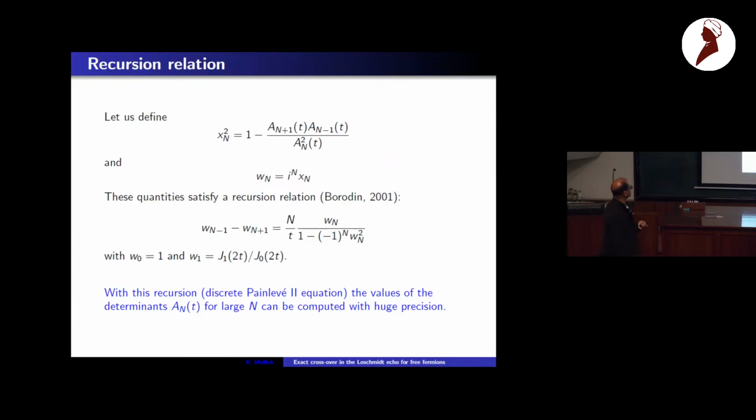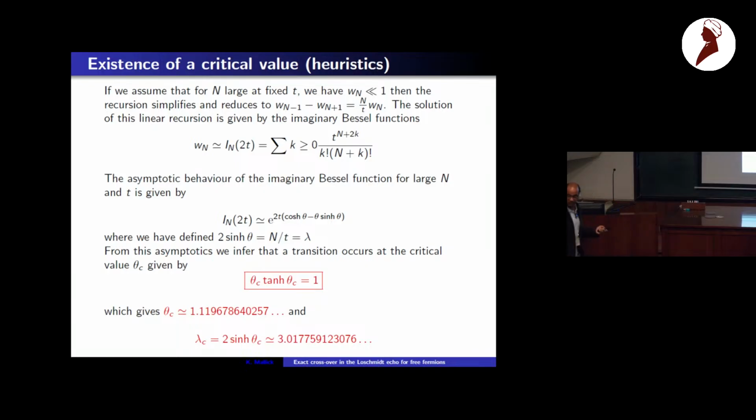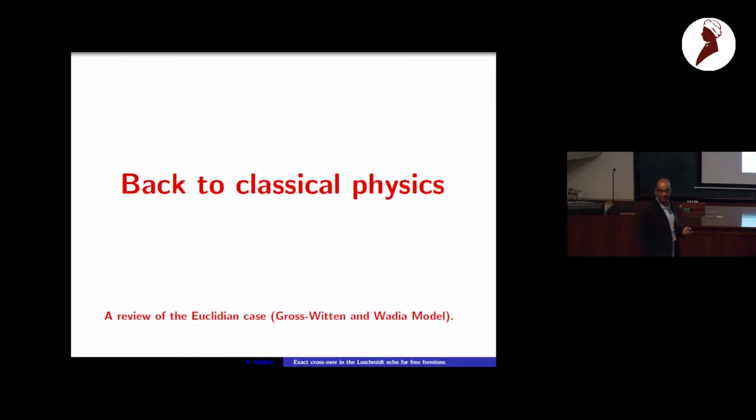Okay, good. That predicts the good threshold. This predicts a good threshold, which is going to appear as a phase transition. Okay, so let's go back to classical physics, which is maybe more familiar and less tricky.